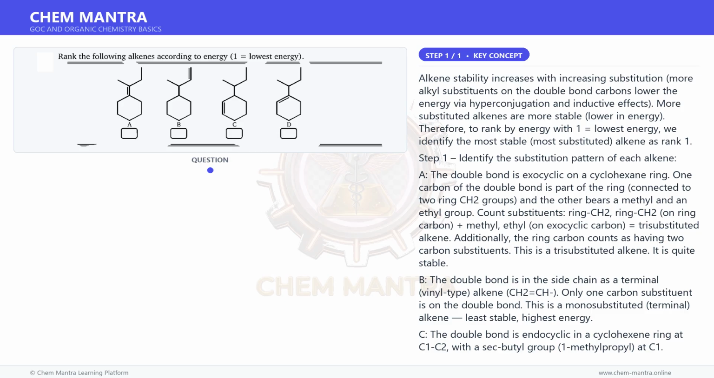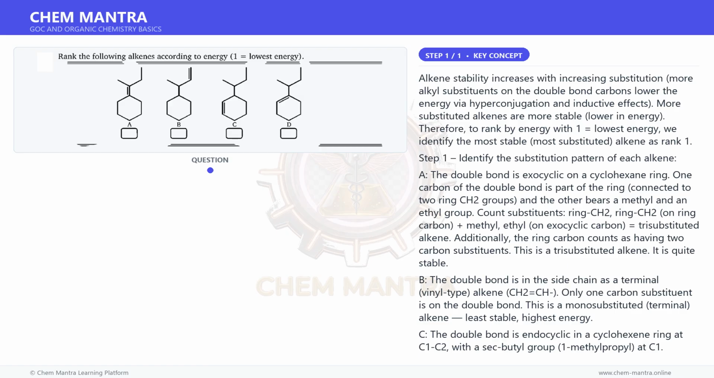Let us first understand the key concept here. Alkene stability increases with increasing substitution. More alkyl substituents on the double bond carbons lower the energy via hyperconjugation and inductive effects. More substituted alkenes are more stable, lower in energy. Therefore, to rank by energy with 1 equal to lowest energy, we identify the most stable, most substituted alkene as rank 1.